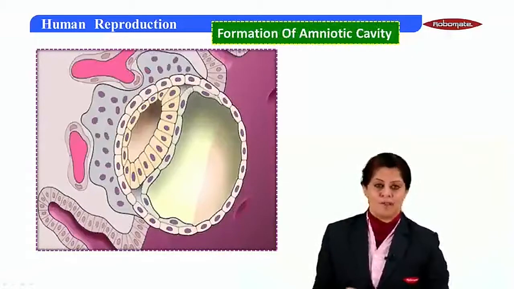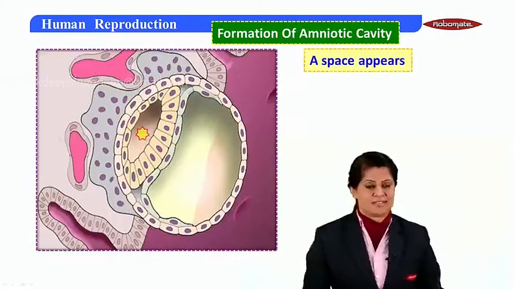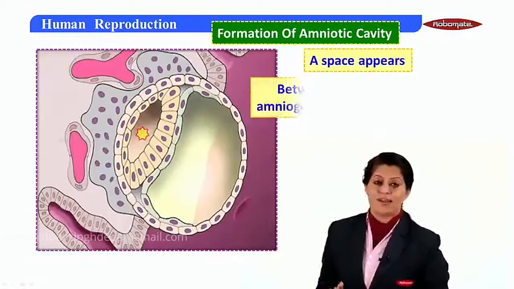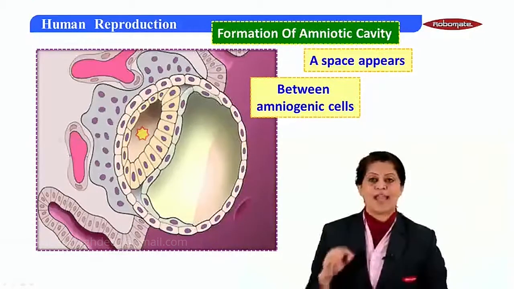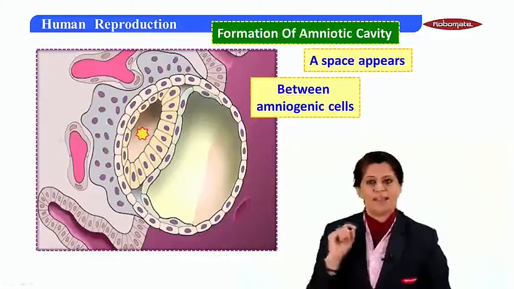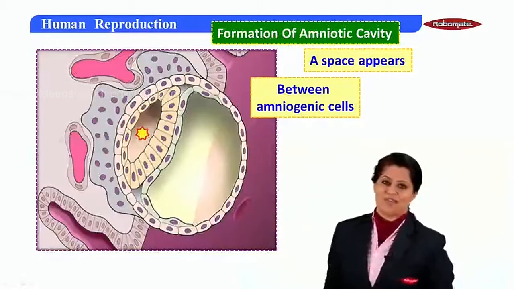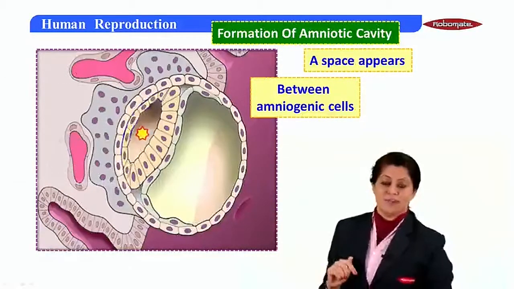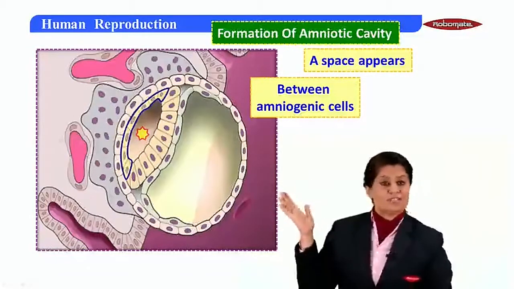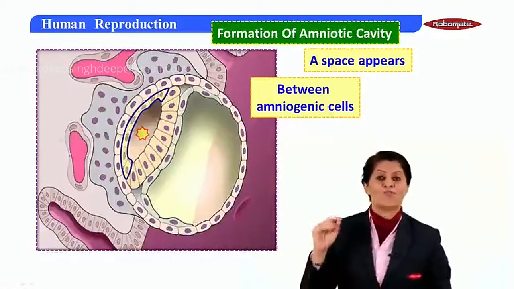Observe the amniotic cavity in here. That space you can see where the star is. This space appears between what? It appears between the amniogenic cells. Now this is a new term for you. But what are amniogenic cells? Observe that layer there, students, which is marked in here. Now this layer is called the amnion. So the cells forming this layer would naturally be called amniogenic cells.